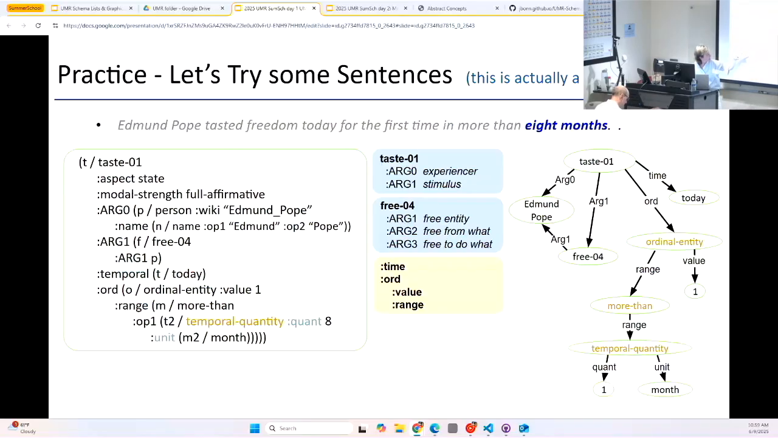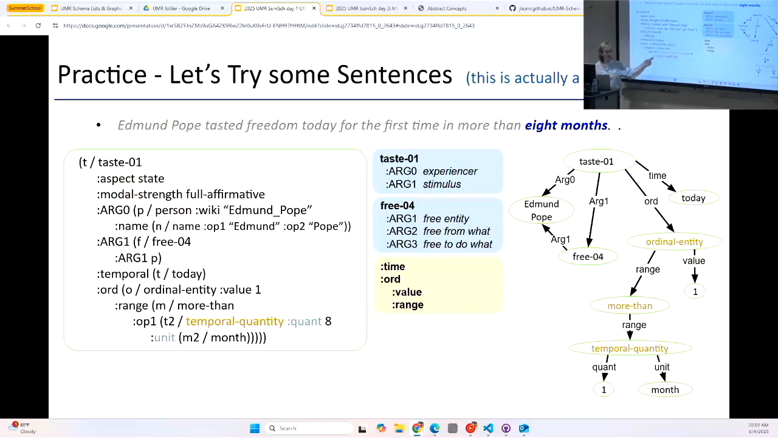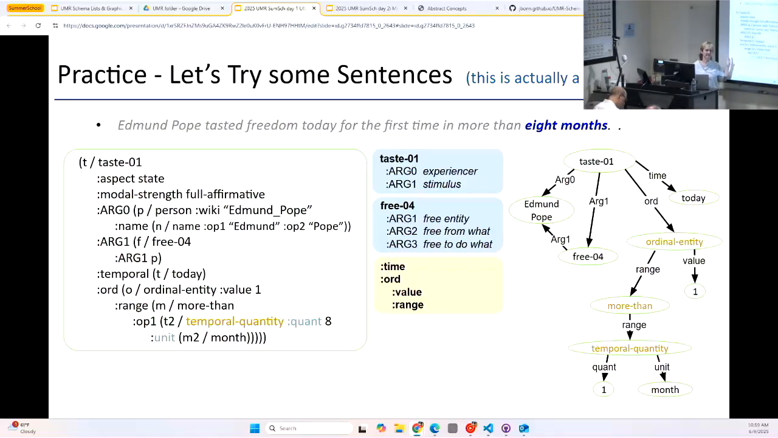So 8 months is also interesting. 8 months we do with another abstract concept. This is called temporal quantity. It has a subrole of quant. So quant for 8, and then month is the unit. Does that make sense? Okay.